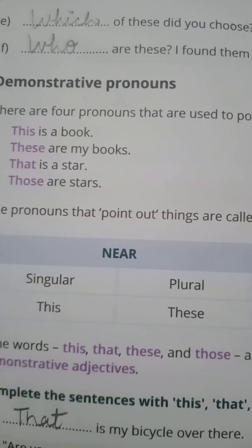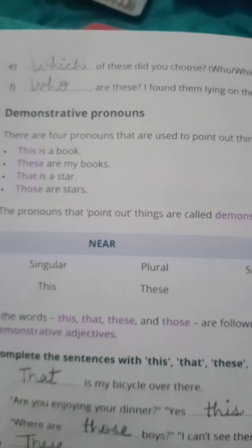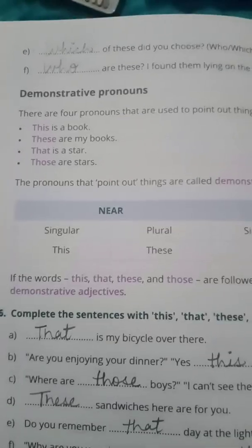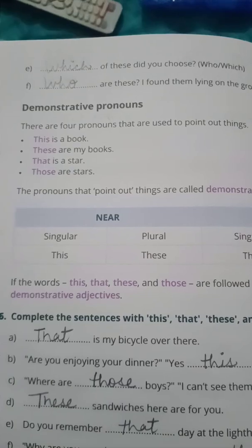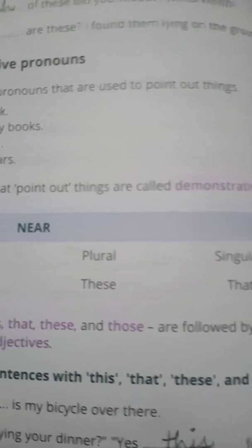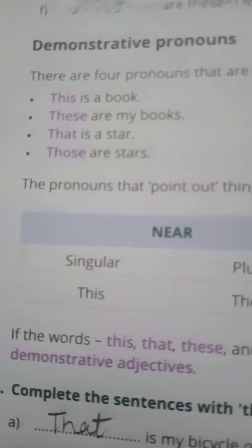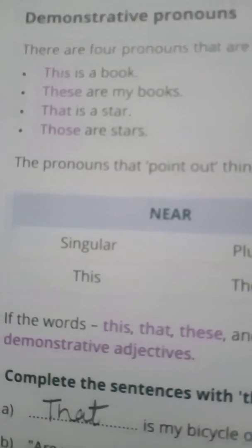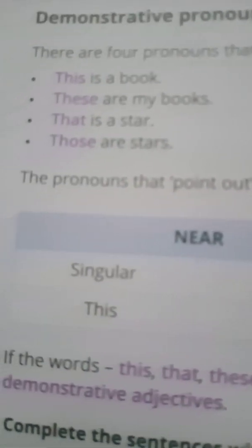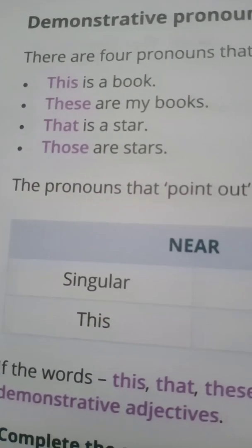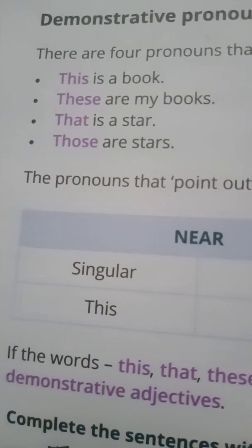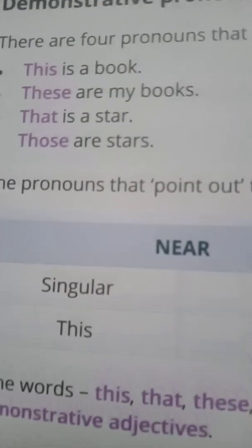There are 4 pronouns that are used to point out things. We can just understand it by the word demonstrative. It means to demonstrate, to point out, or to show. So these are the 4 pronouns that are used to point out things. The 4 pronouns are this, that, these and those. The examples for this are: this is a book, these are my books, that is a star, those are stars.